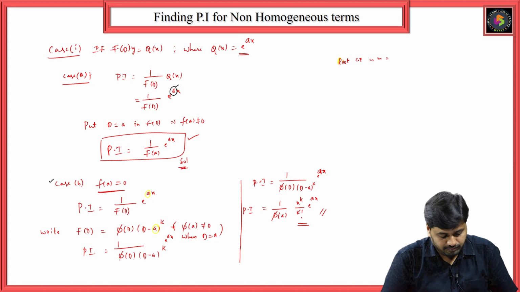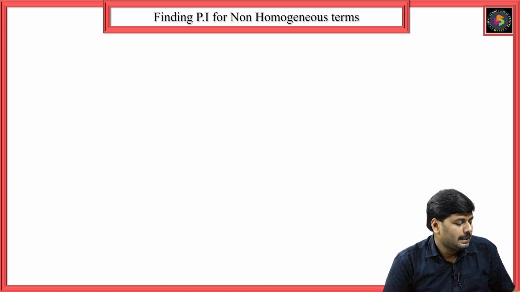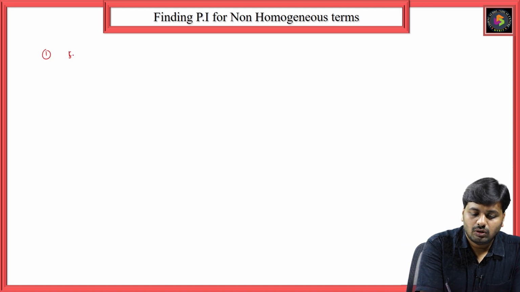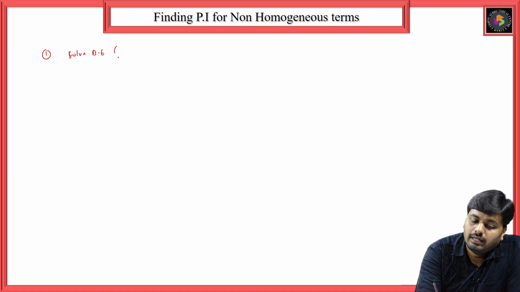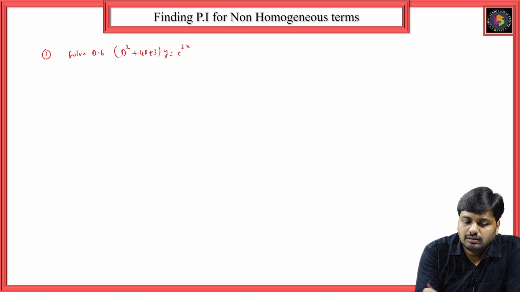Now we'll write one problem on this. The first problem: solve the differential equation (D square plus 4D plus 3) of y equal to e power 2x. So this is the given differential equation, and I'll solve it.